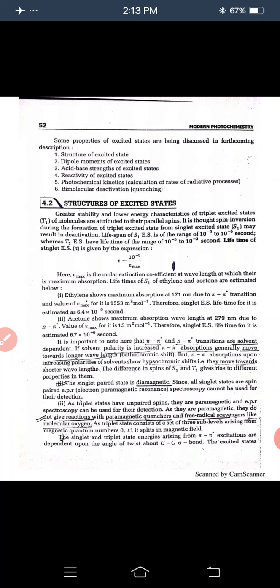Now some properties of the excited state are discussed in the forthcoming description. The first is the structure of the excited state. Second is the dipole moment of the excited state. Third is the acid-base strength of the excited states. Fourth is the reactivity of the excited state. Fifth is photochemical kinetics, and sixth is bimolecular deactivation, known as quenching.